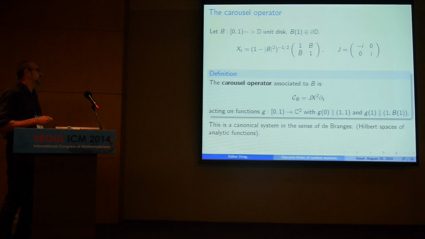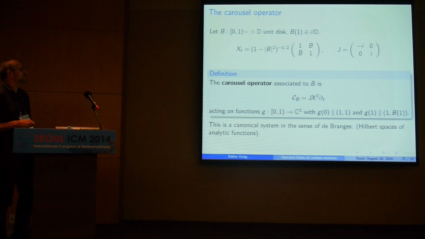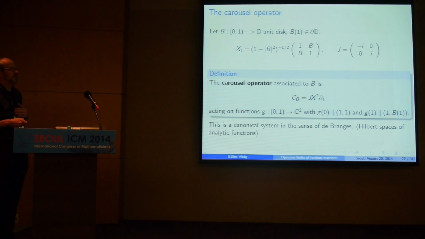Okay, and so the carousel operator associated to B is this operator. First of all, it takes functions which go from [0,1] to pairs of complex numbers, so vector valued functions. And what does it do with them? Well, it takes a derivative first, then it multiplies by the square of this time-dependent function, and then it multiplies by the matrix J. So you can check that it's self-adjoint with respect to the right measure, and then there are boundary conditions you have to set, what happens at time 0 and at time 1.